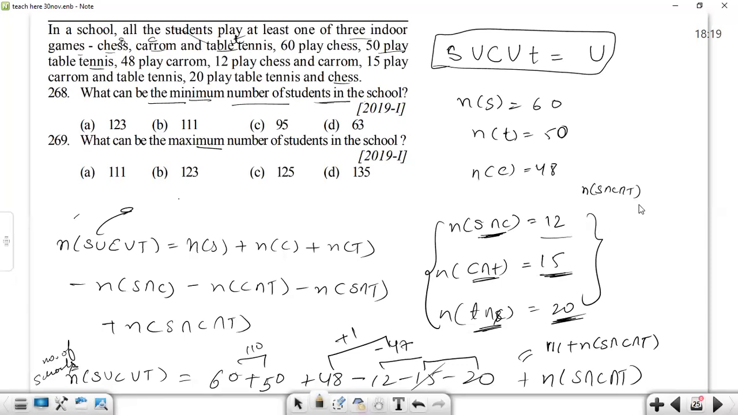So we can consider that the maximum value for this set, where students are playing all three sports, has to be the minimum value of the students who are playing at least two sports. So this can be written as 12. Do I need to explain it again? If so, please tell, I'll do so.